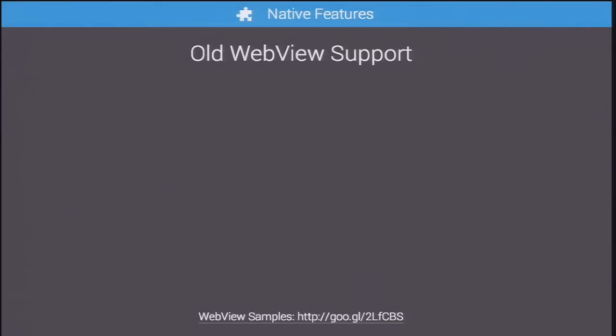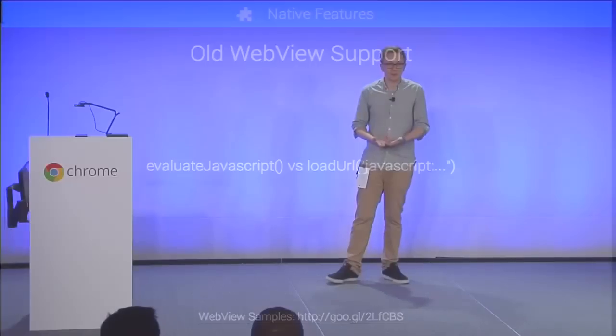In terms of the old WebView, there is no evaluate JavaScript method. So you have to use load URL with javascript colon. The main reason you'd want to use evaluate JavaScript rather than the old method in the new WebView is that it's actually faster, because the WebView is expecting JavaScript. It's going to parse it slightly differently. Think of it as a fast path.